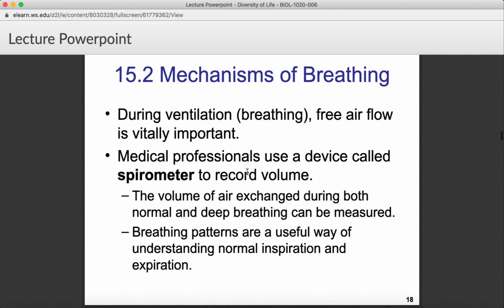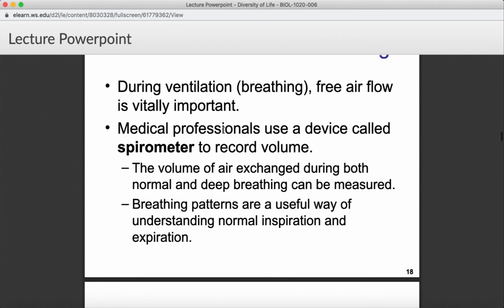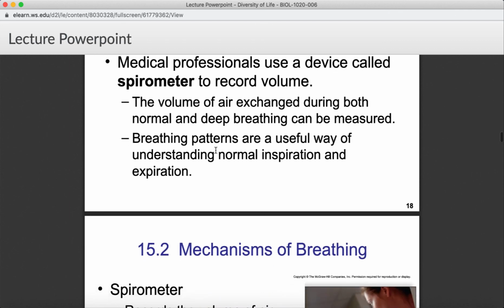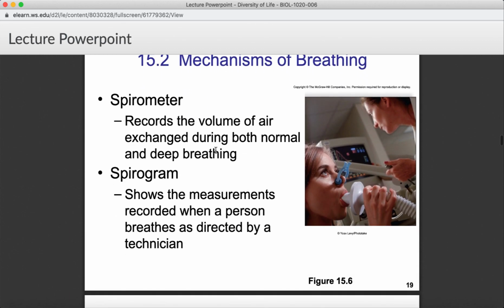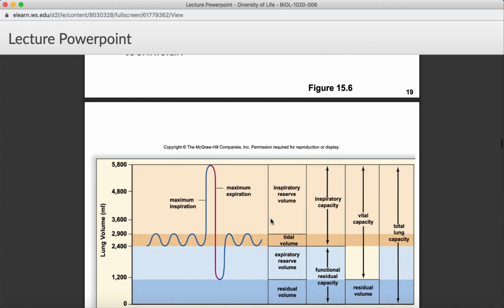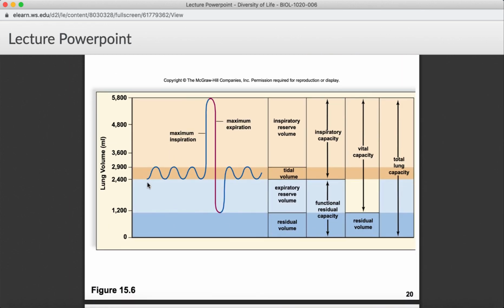During ventilation, free airflow is important. And you can use a device called a spirometer to record the volume of air that is exchanged. The spirometer records the volume during both normal and deep breathing, and the spirogram is a record of the measurements. So it will end up looking something like this. Your average inspiration would be something like this, maximum inspiration, maximum expiration.